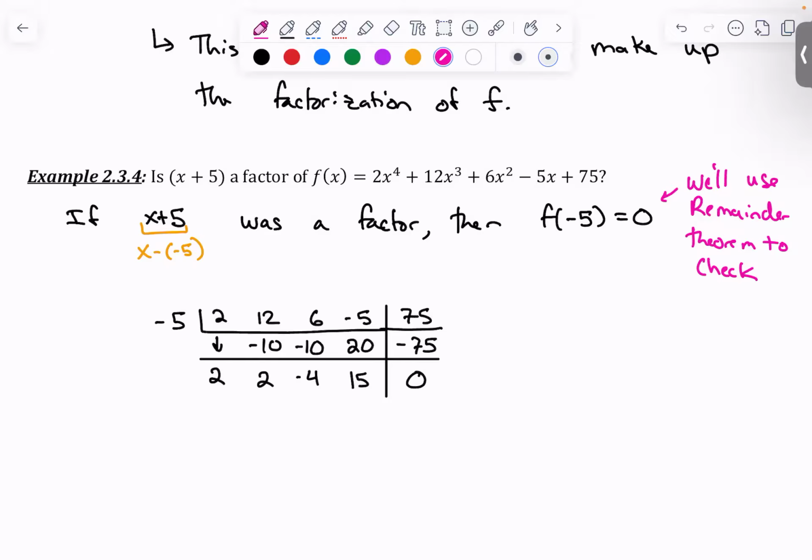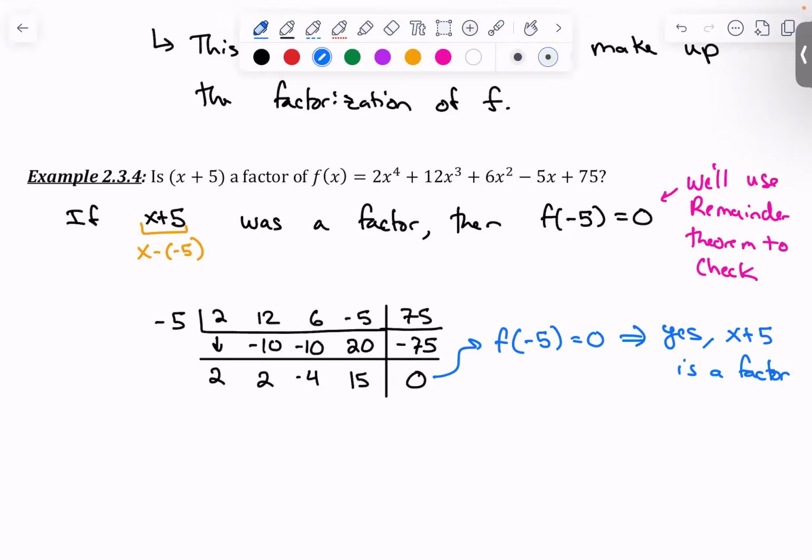All right, so this is what you should get for the synthetic division. You should get 2, 2, -4, 15, 0. So by the remainder theorem, this is your remainder. With synthetic division, the number that appears right in this bottom right corner, that is your remainder. So f of -5 equals 0, which means that yes, x plus 5 is a factor.